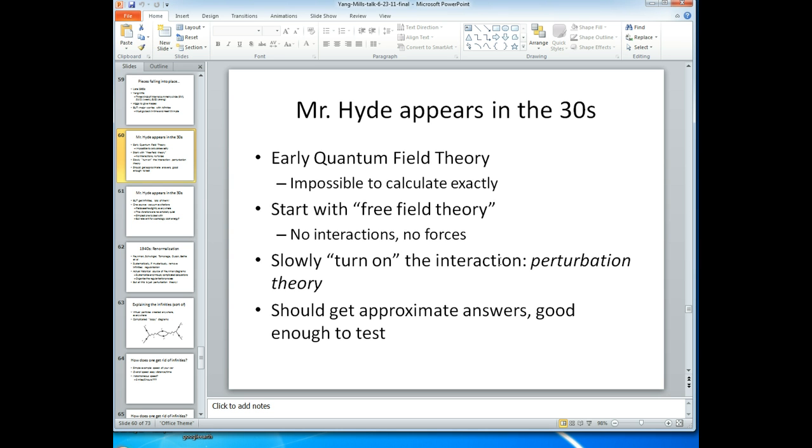So you slowly turn on the interaction. You artificially reduce the strength of the interaction, and then you slowly turn it on to the right strength. And you look at what happens when you do that, and you get approximate answers. It's called perturbation theory. You should get approximate answers, and that's all you need as long as those answers are good enough to test, and they can tell different explanations apart and give a decent approximation.